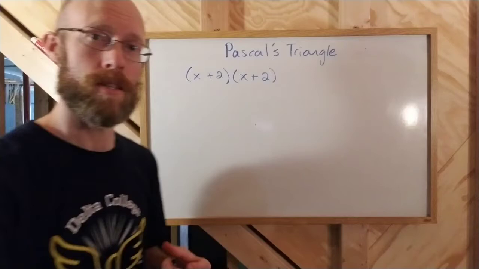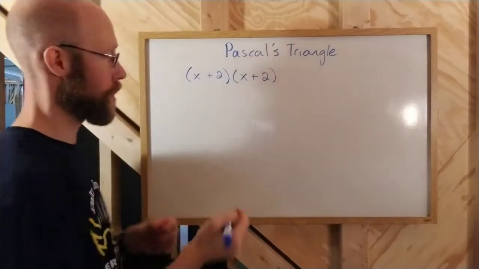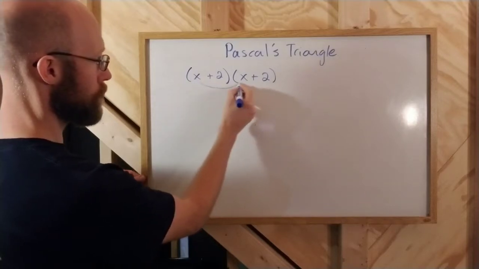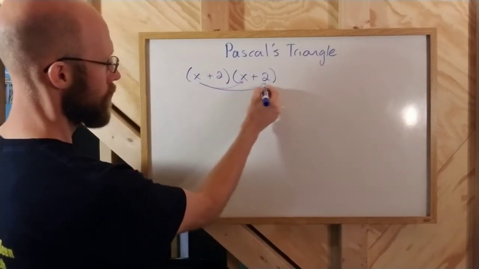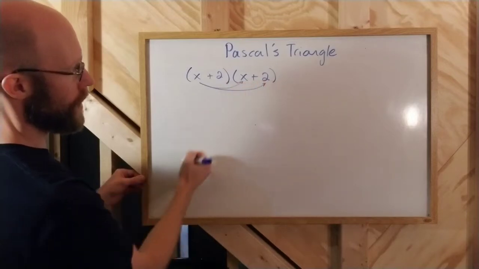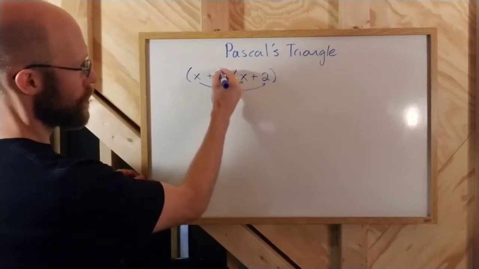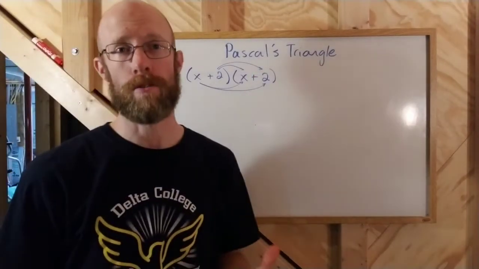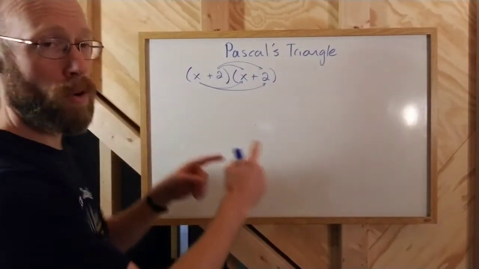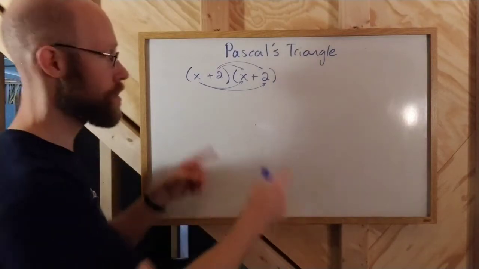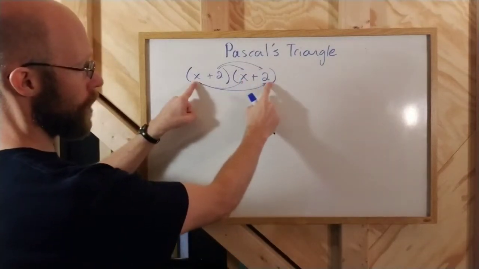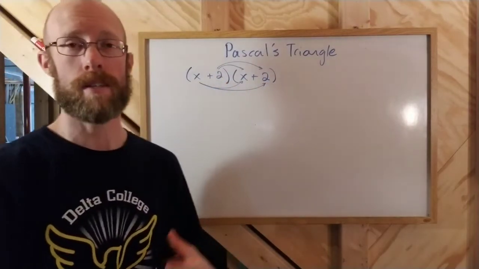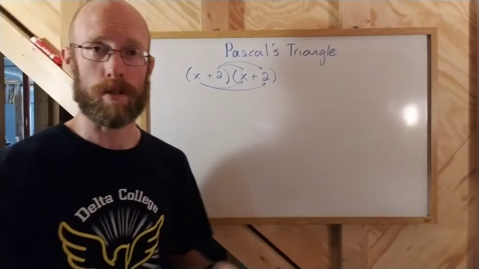Essentially, the idea is it's an expanded distributive property where every term on the left has to multiply every term on the right. So you take the x on the left, multiply by the x and the 2 on the right. Take the 2 on the left, multiply it by the x and the 2 on the right. And you get what we call the FOIL method. FOIL stands for first, outer, inner, last. So you take the first two, multiply them, the outer two, the inner two, and the last two. And that's nice for two binomials multiplied together.